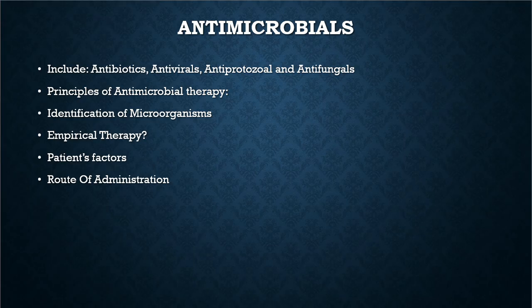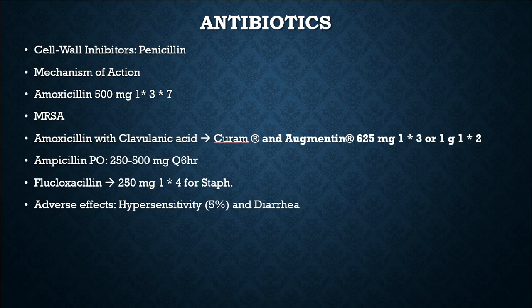Now, antimicrobials: we have antibiotics, antivirals, antiprotozoal, antifungals, a lot of them. Antibiotics like penicillin, the most common one to be used is amoxicillin, 500 milligrams, 1 by 3 by 7. Its mechanism of action is by beta-lactam. But some bacteria have beta-lactamase, which destroys the beta-lactam, which causes the amoxicillin to be non-functional. The patient will not get better at all.